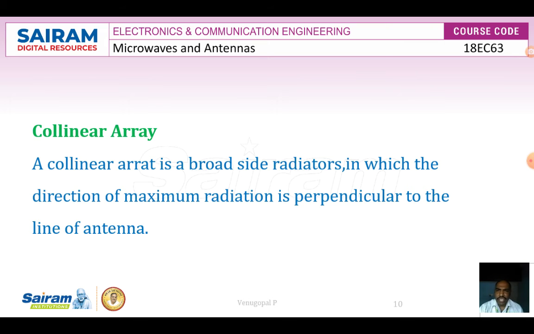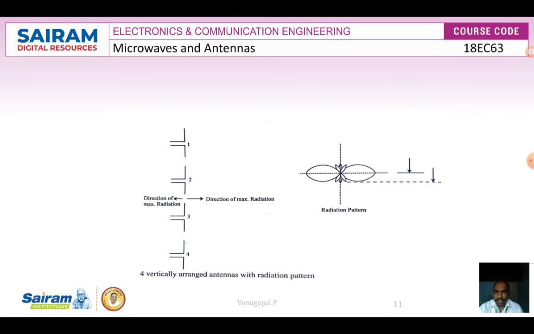So next is collinear array. Collinear array is a broadside radiator in which the direction of the maximum radiation is perpendicular to the line of the antenna, and also you are observing in the collinear array that all the antennas lie along the same line. That is called a collinear array, and all are vertically arranged. Then the radiation pattern seems to be the figure of eight.